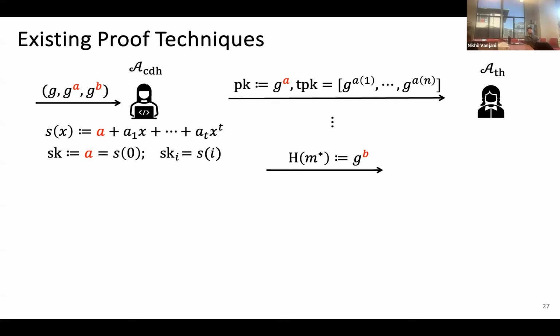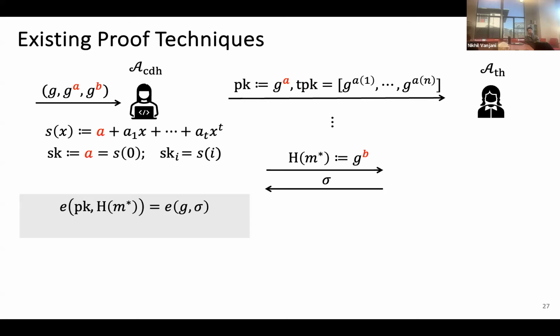So there's one step in the simulation where the CDH adversary will program the random variable somehow. And finally, let's say the threshold adversary outputs a forgery. And this forgery has to be a valid forgery, right? Otherwise, the threshold adversary did not win. A valid forgery will satisfy the BLS verification check, and only then it's a valid forgery. And let's say star is the message which the threshold adversary is trying to forge.